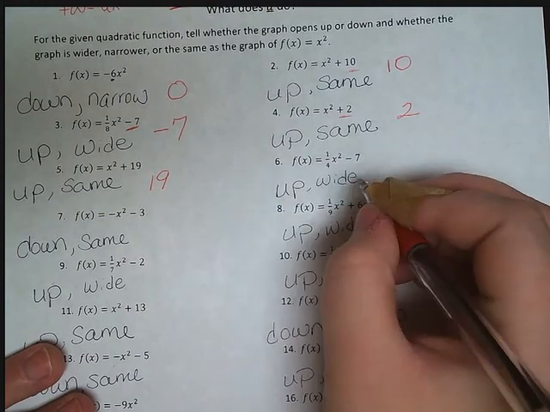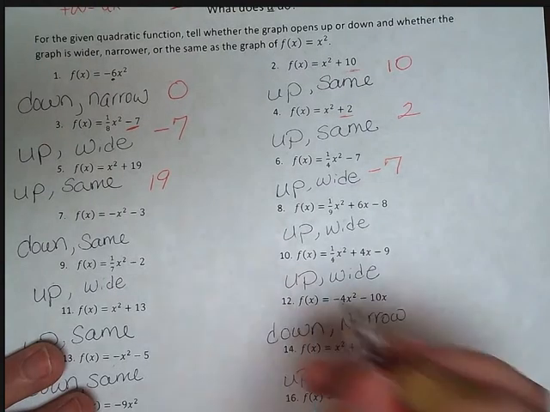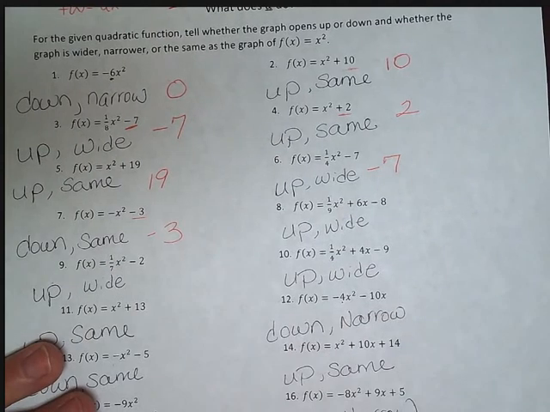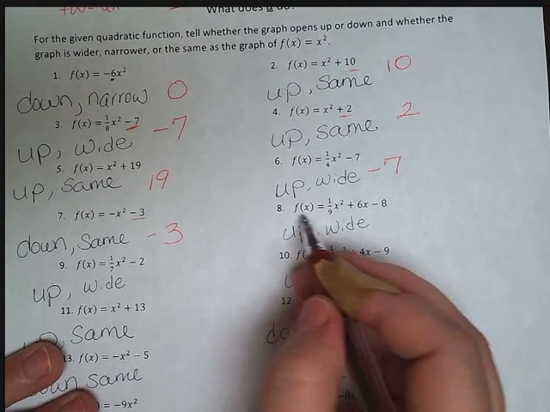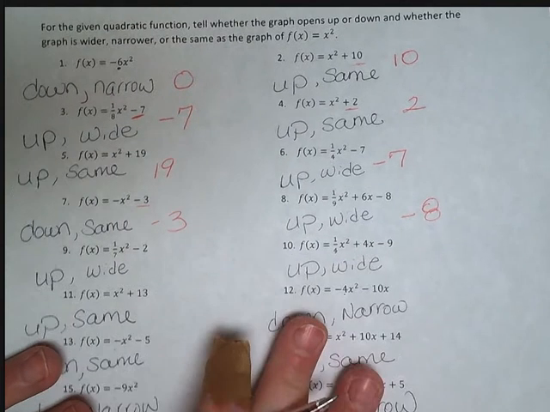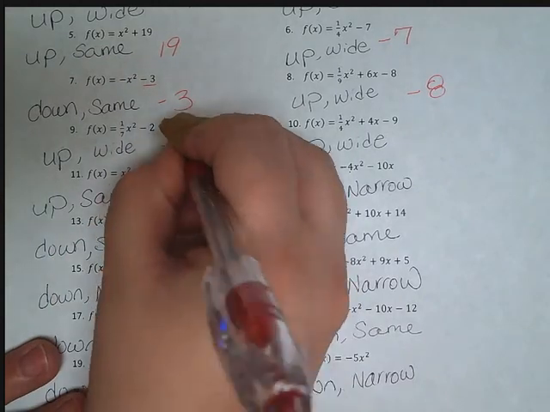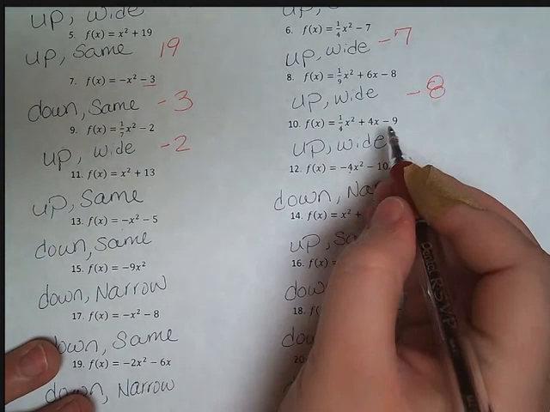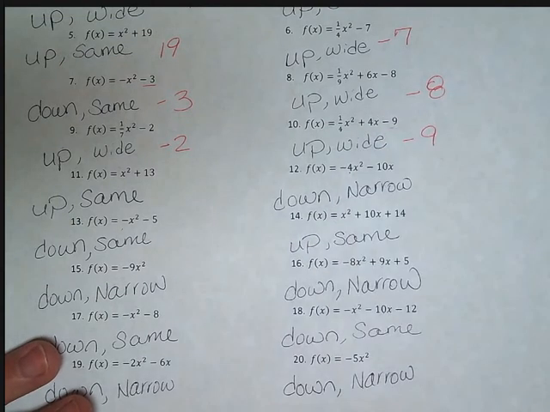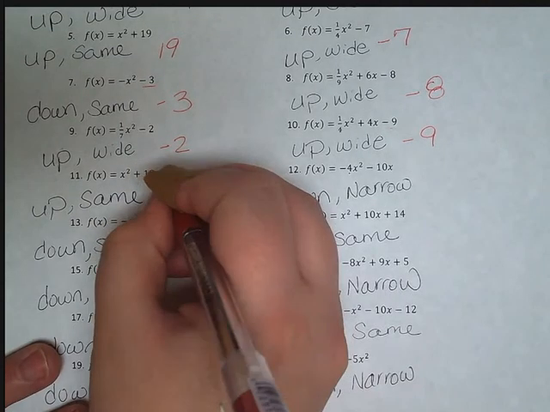Number 6, your y-intercept is a -7. Number 7, your y-intercept is a -3. Number 8, your y-intercept is a -8. Number 9, your y-intercept is a -2. Number 10, your y-intercept is a -9. Number 11, your y-intercept is a +13.